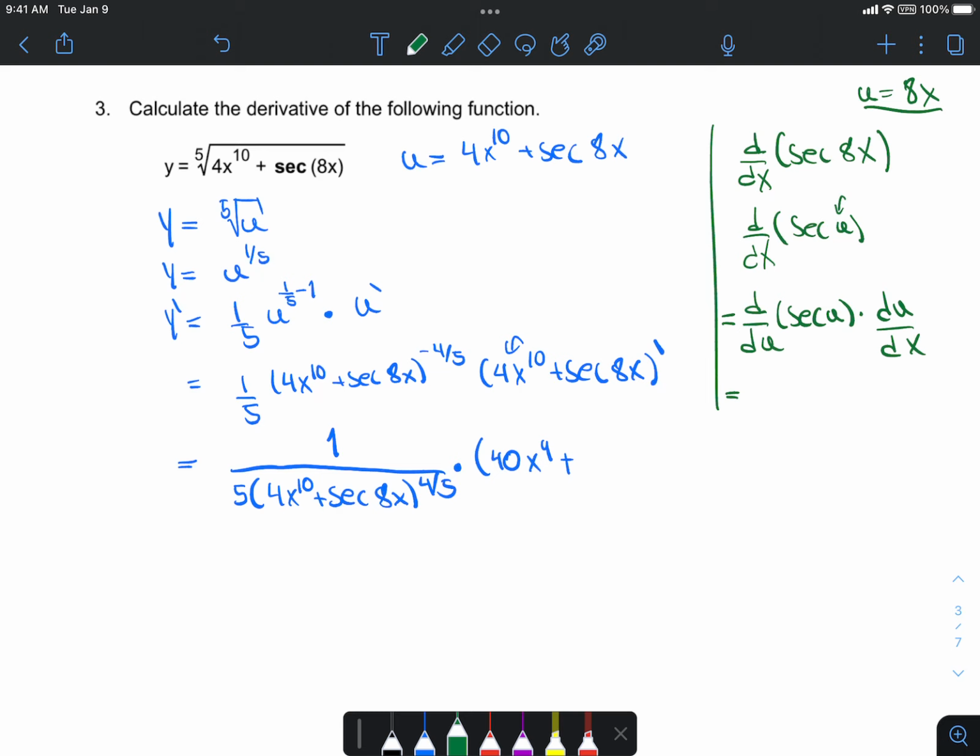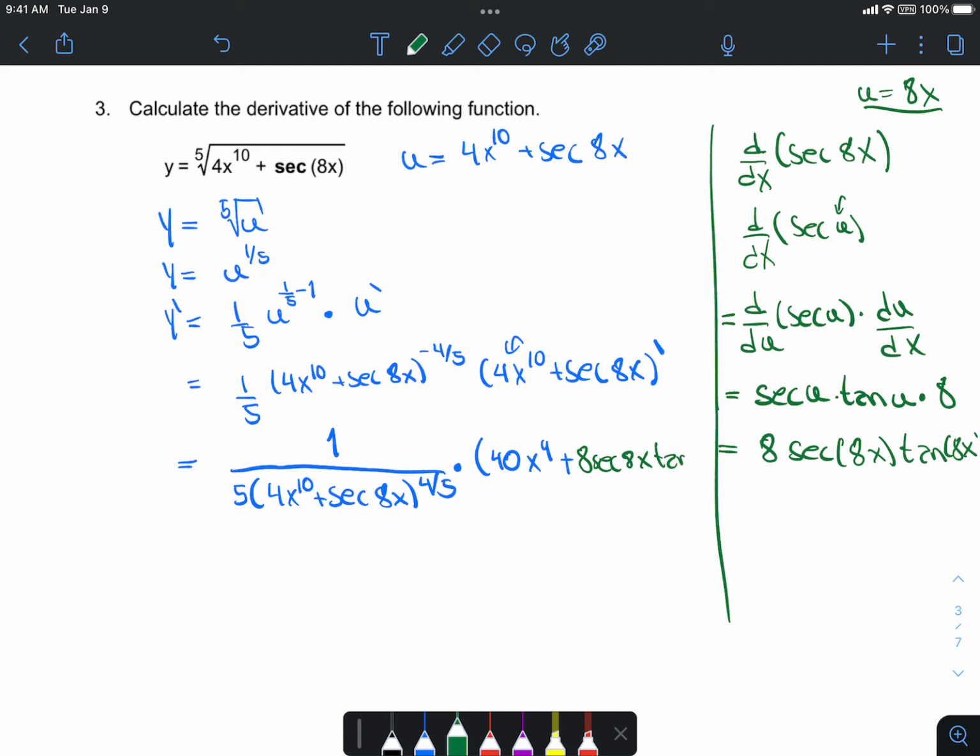And then the result will be, what's the derivative of secant? Secant derived equals secant times tangent times du dx. u was 8x, so that equals 8. So then this is 8 secant, remember what u was to plug it back in, secant 8x tangent 8x. So that is what goes in here. Careful with your parentheses placement here. The reader could be confused if you don't put parentheses.